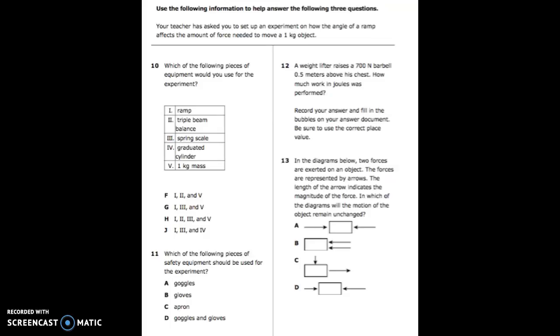Number 11. Which of the following pieces of safety equipment should be used for the experiment? A, goggles. B, gloves. C, apron. D, gloves and goggles.